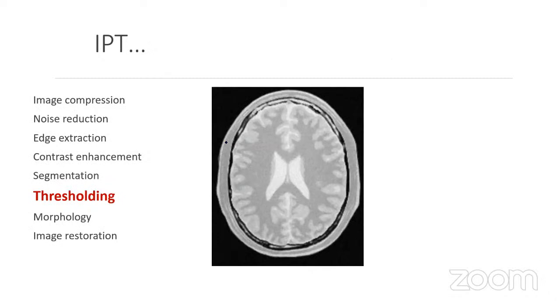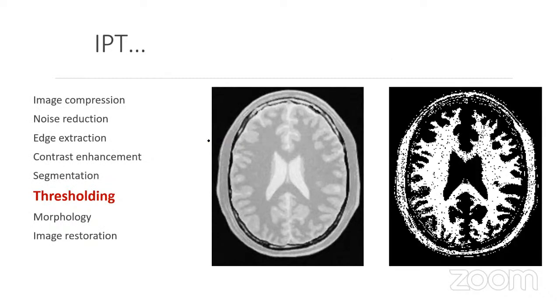And thresholding, of course, is one of the segmentation techniques. After applying thresholding, you are able to see the segmentation of the given input image. So this is one of the main important segmentation techniques. By using that, we can segment the given image into meaningful regions. So this is the segmented output image.